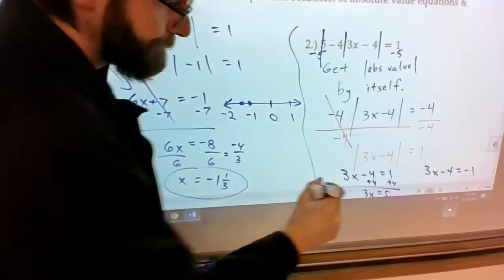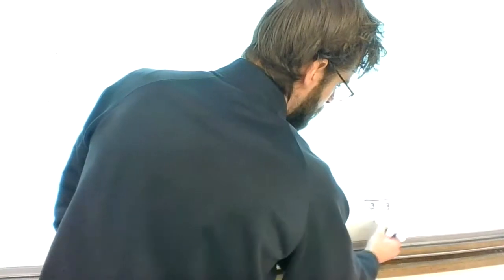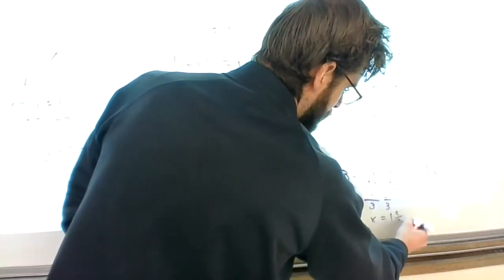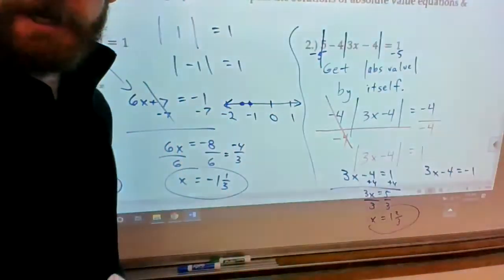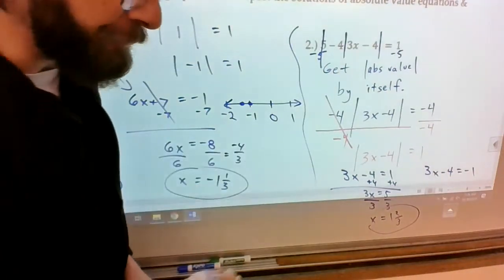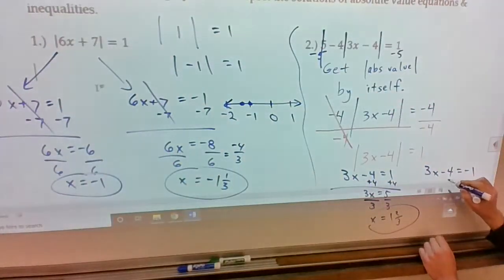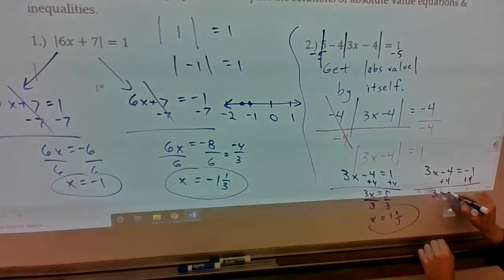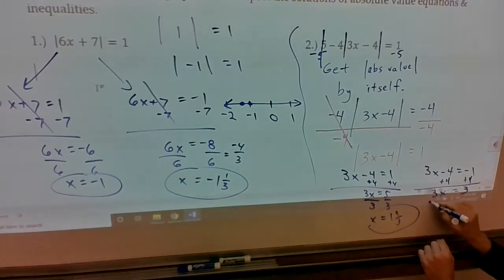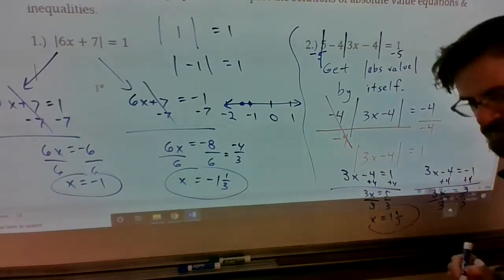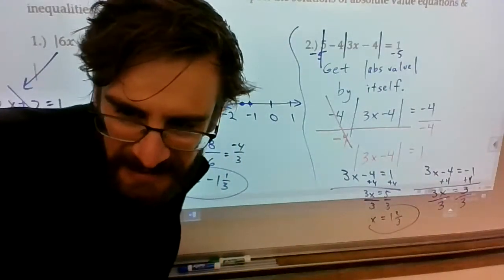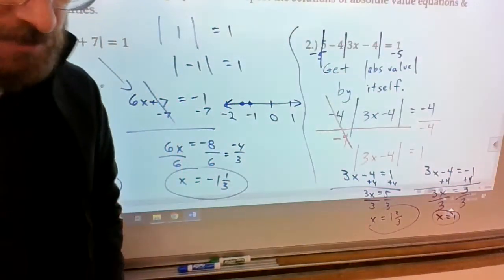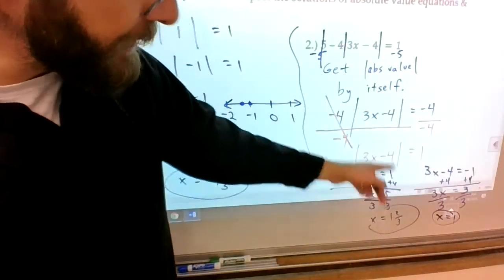And then divided by 3. X equals 1 2/3 is what that comes out to be. The second one, add 4, divide by 3 again. Hopefully you guys can see that. I know it's getting kind of convoluted, but I think you can see that. X equals 1. So those are our two solutions, 1 and 1 2/3.